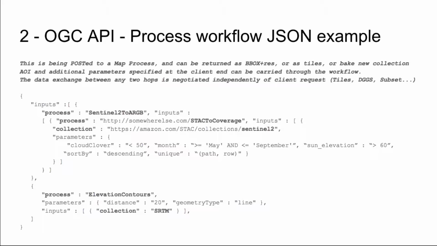And anywhere along that workflow, two endpoints can decide what to speak. They can speak coverage, they can speak features, they can speak DGGS, they can speak tiles. They basically negotiate between them, based on the conformance classes, how that part of the workflow should be executed. So that's kind of the big idea here.